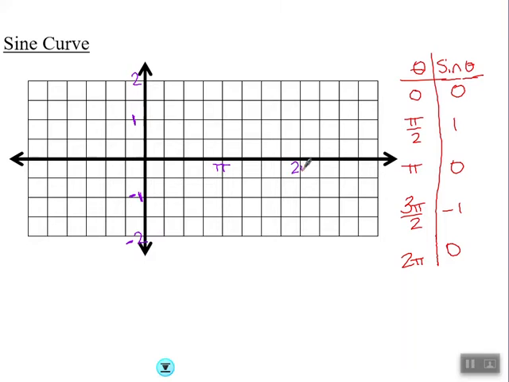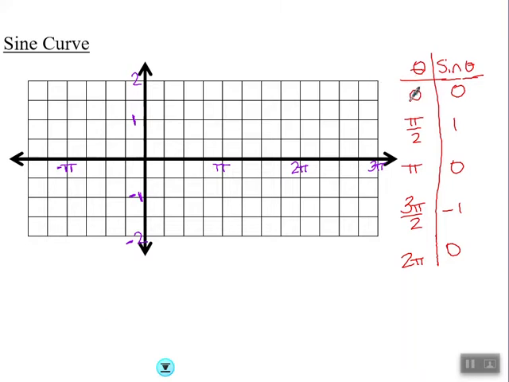So this would be 2 pi, and this would be 3 pi. We can also go to the negative, negative pi, and then negative 2 pi would be off our graph. Now we just plot these values.